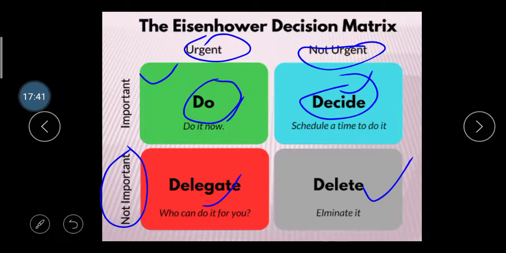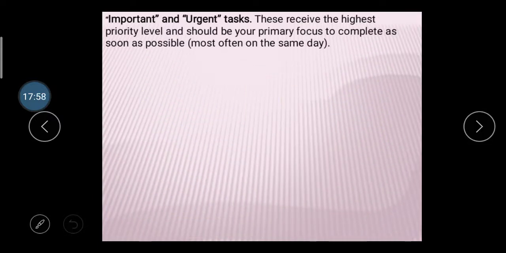So you have to give priority to your work. Which work is very important, which work is important and not urgent. You have to divide these types of activities in your organization. In the next slide, you can see, first of all, the important and urgent tasks. These receive the highest priority level and should be your primary focus to complete as soon as possible. So it's a very important task.